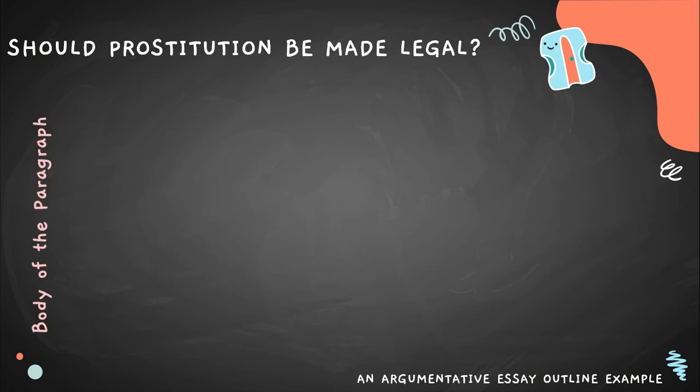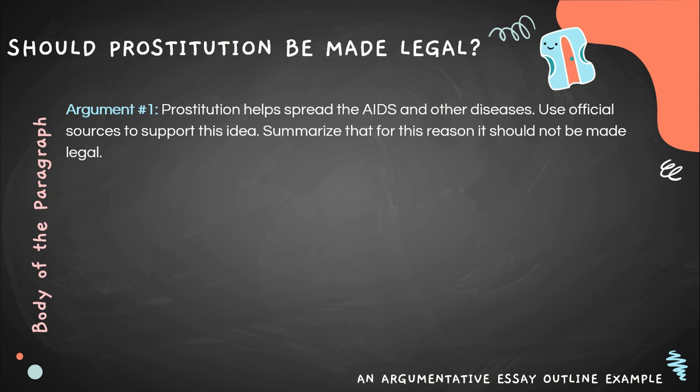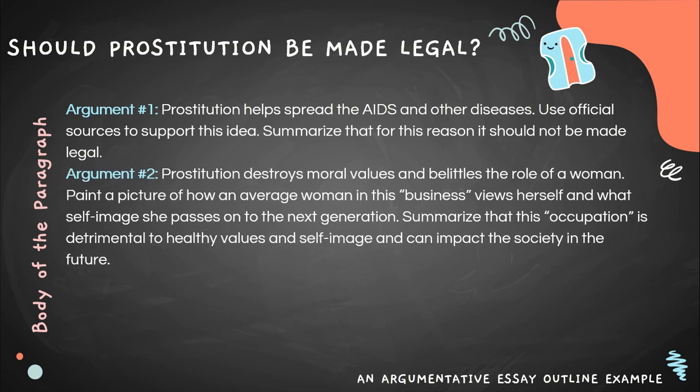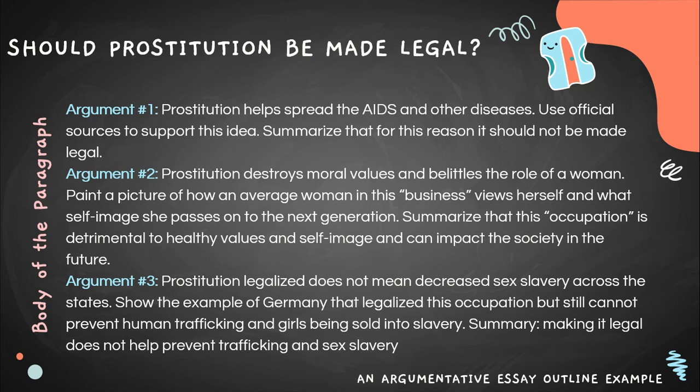Let's now move on to the body paragraphs. Argument number 1 is prostitution helps spread AIDS and other diseases. His argument number 2 is prostitution destroys moral values and belittles the role of a woman. His argument number 3 is a counter-argument. He has said that in some countries, prostitution is already legalized. However, it does not decrease sex slavery. So this is just an outline for the body paragraphs.